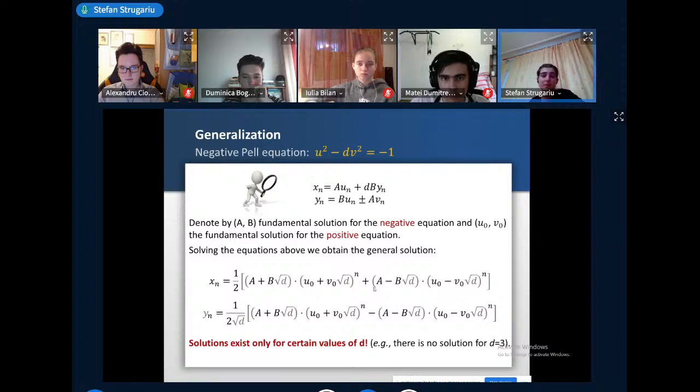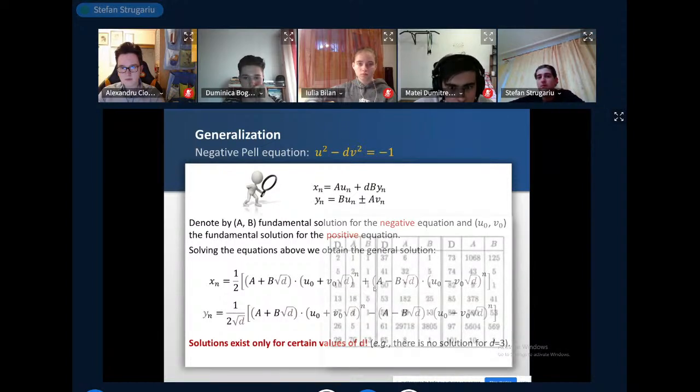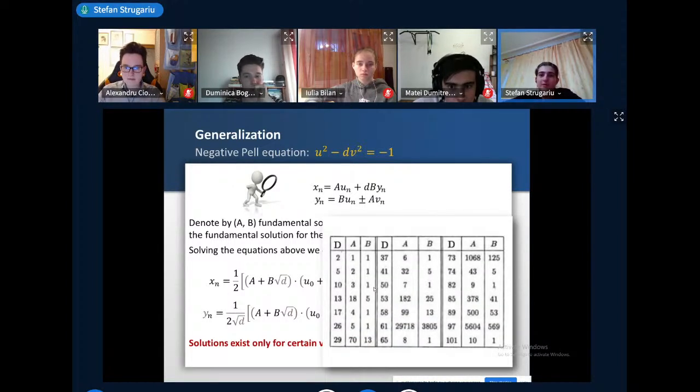Here we have to observe something. There are no solutions for every value of d. For example, for d equal to 3, we don't have solutions for the negative Pell equation. And now here is a table for the fundamental solutions for d smaller than 103. The ones that are omitted don't have solutions.